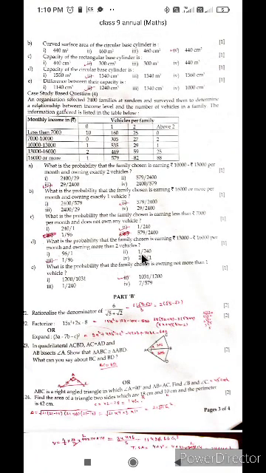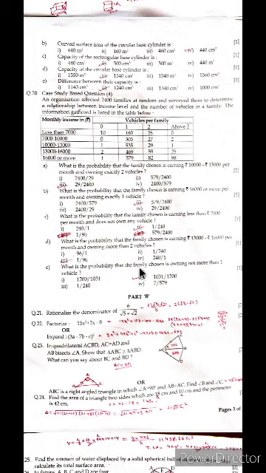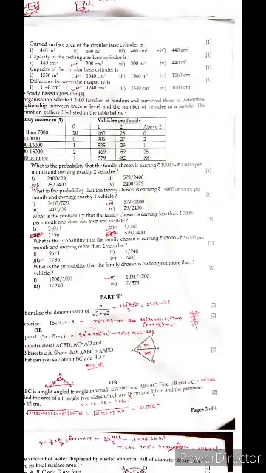What is the probability that the family chosen is owing not more than 1 vehicle? Not more than 1 vehicle means 0 or 1, so we have to add all these. Adding 160 plus 305 plus 535, 469, 579 plus 11, 12, 13, 14, we get 1031. So 1031 upon 1200 is the answer.